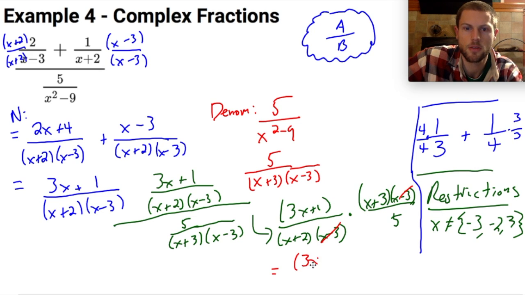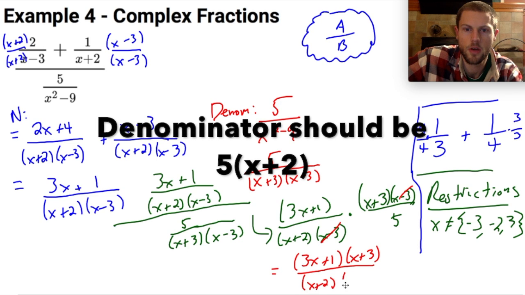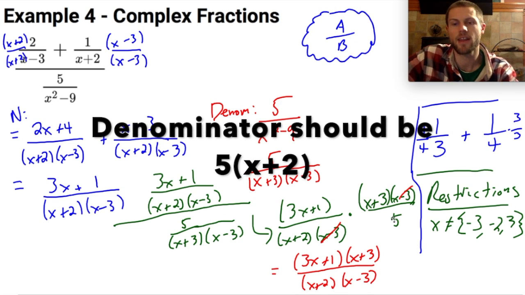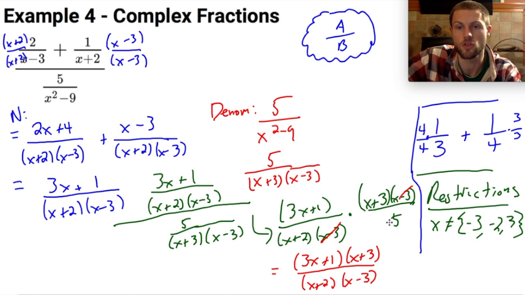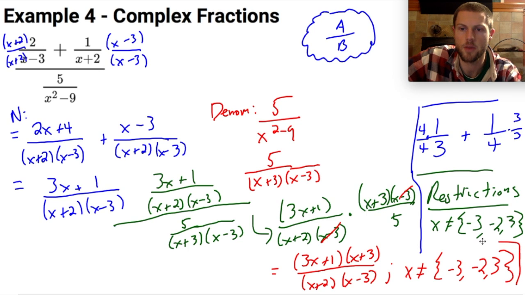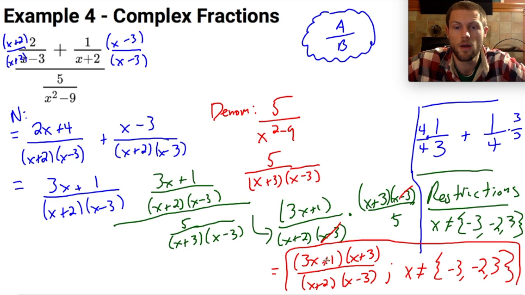So this is 3x plus 1 times x plus 3 over x plus 2 times x minus 3. Now notice I didn't add any new restrictions to this, since when I flipped my denominator, I didn't have any x's in this new denominator. So my restrictions are what they were before. So I'll just leave that as x cannot equal a set of numbers: negative 3, negative 2, and positive 3. And there is my simplified fraction. It's one thing over one thing. It doesn't look quite as simple as just a number divided by a number, but this is still one product divided by one product. So I like that.